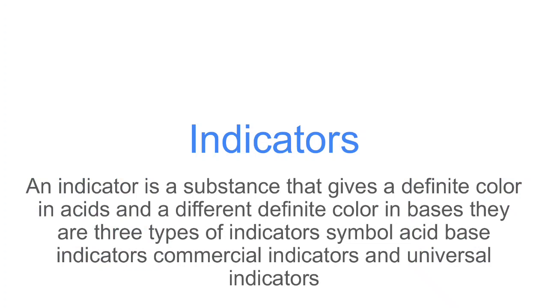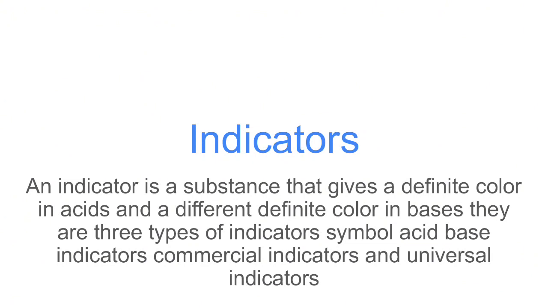An indicator is a substance that gives a definite color in an acid and a different definite color in bases. There are three types of indicators. 1. Acid-base indicators. 2. Commercial indicators. And 3. The universal indicators.